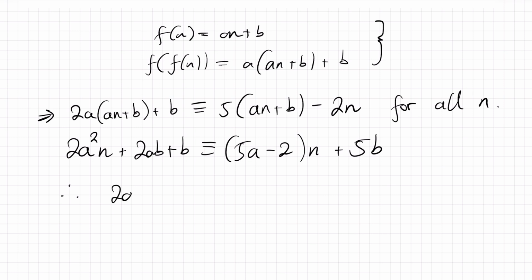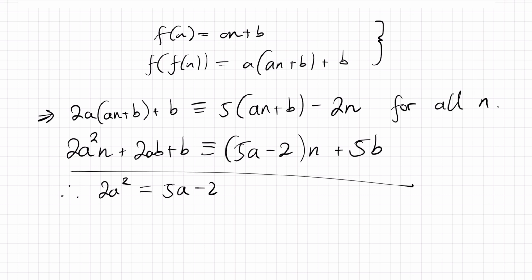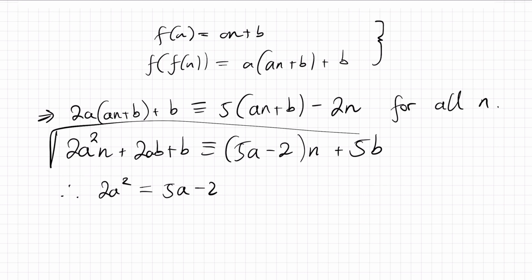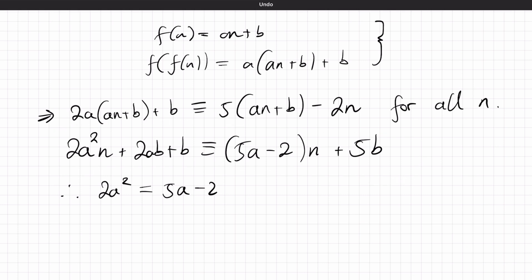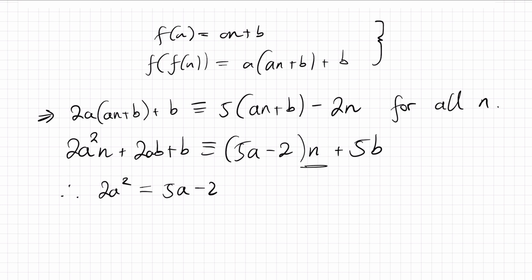So therefore, 2a squared is equal to 5a minus 2. Since the left and right side are both the exact same function, they have to have the exact same coefficients. That's the only way they're going to be true for all n. So here's our first equation, a nice equation in a, and then we have a second equation, 2ab plus b is equal to 5b. So there's the second equation.